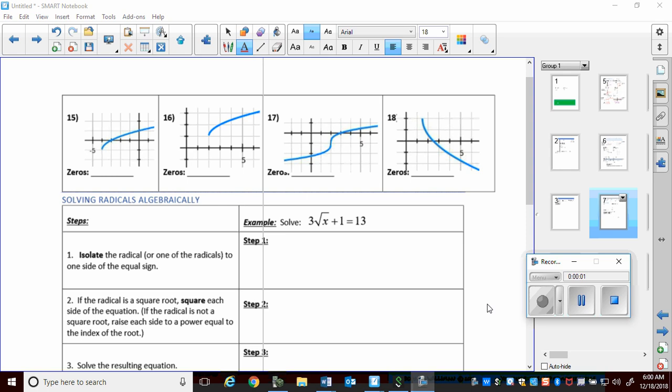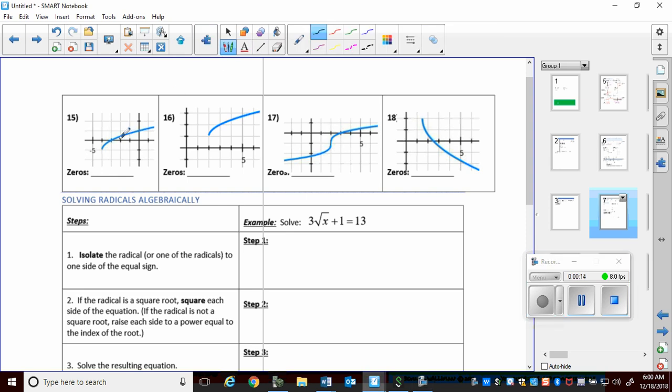Okay, so guys, we're gonna start part 2 of this. And if you don't remember before, we were identifying the zeros of radical functions. So that's just a single number where the object crosses the x-axis. So here's my zeros. I'm circling them right now, and then I'm going to go back and write the numbers.